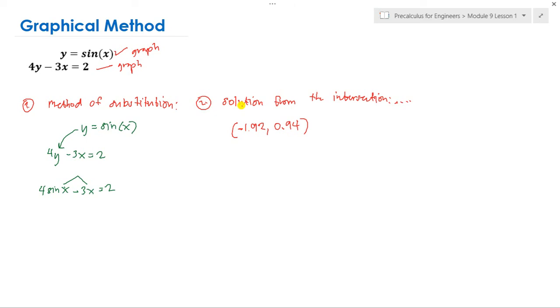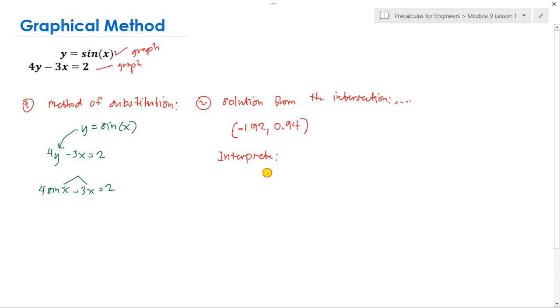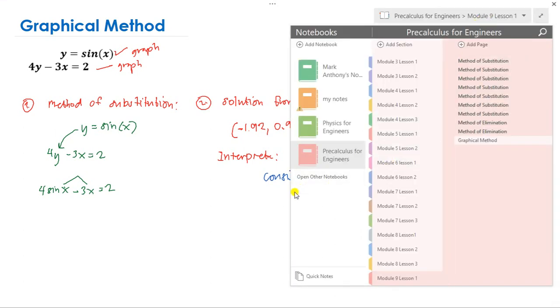And if we interpret this, the system is consistent and independent, because we have exactly one solution. So it is consistent and independent for our given simultaneous nonlinear equations.